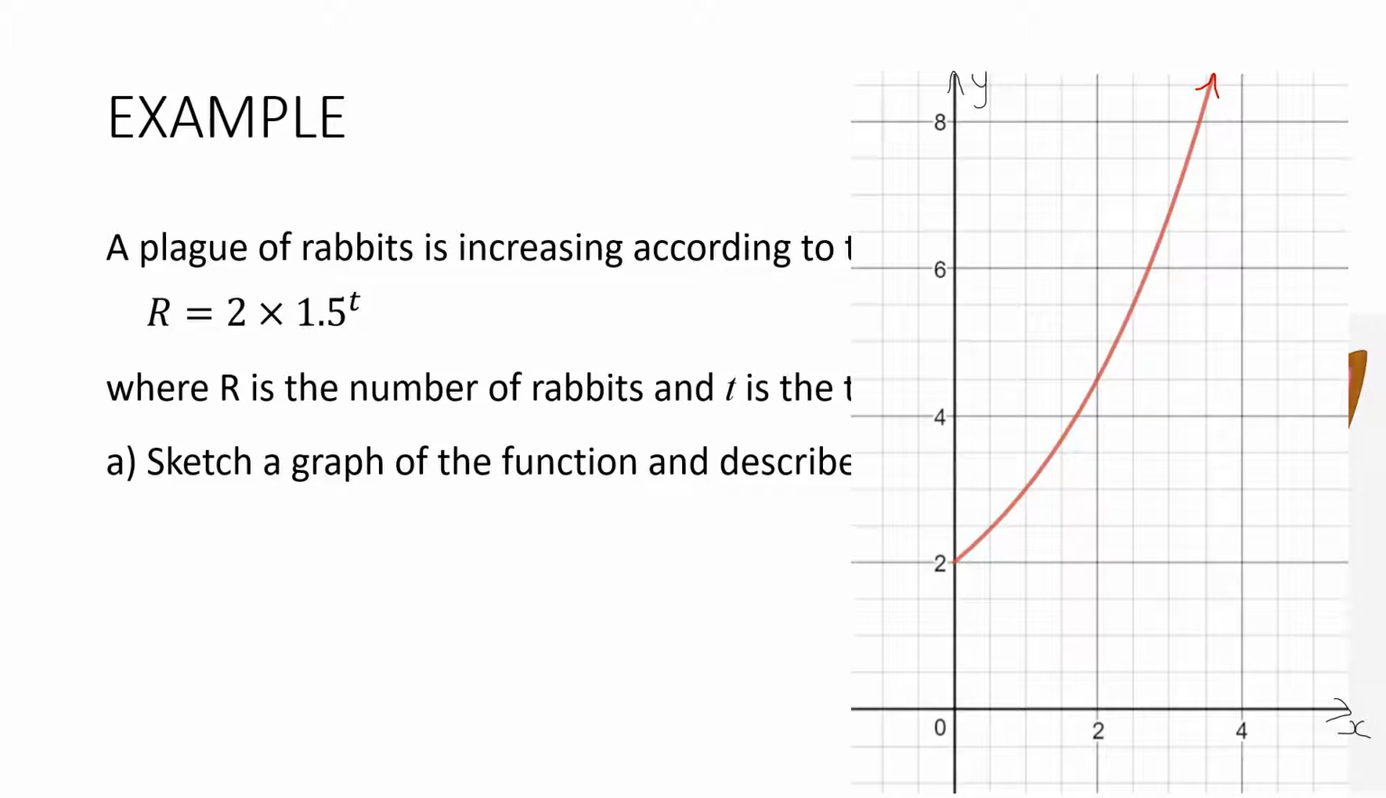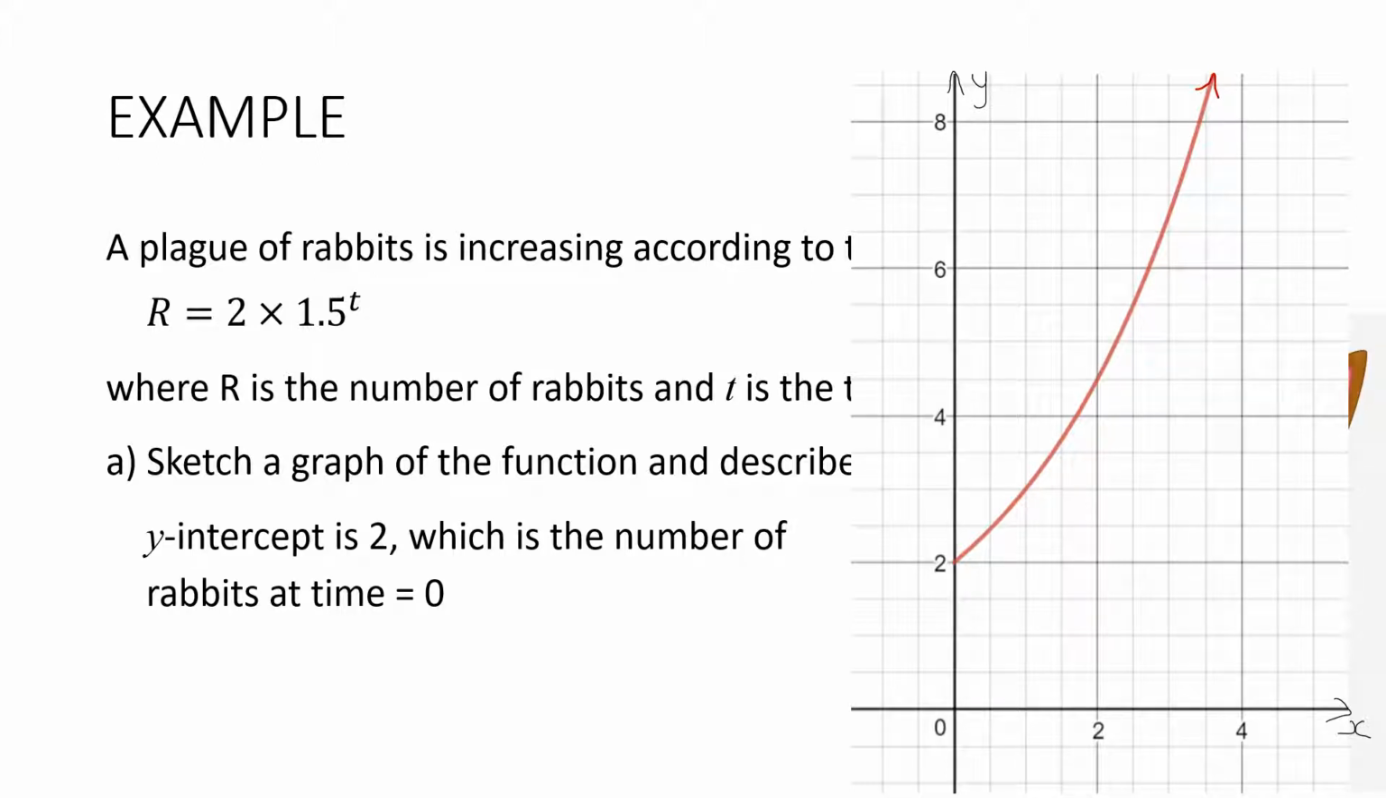So it's roughly going to look like this. It's going to start here at 2, and I can tell that because this is when t is 0. 1.5 to the 0 is 1. And so the number of rabbits that you have to begin with is 2 rabbits. And then it's going to increase rapidly from there. We don't have to be too precise with this graph. When it says sketch, you just have to put the important features in.